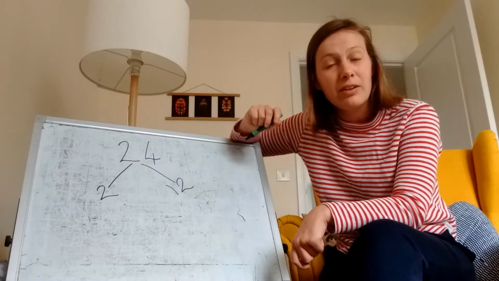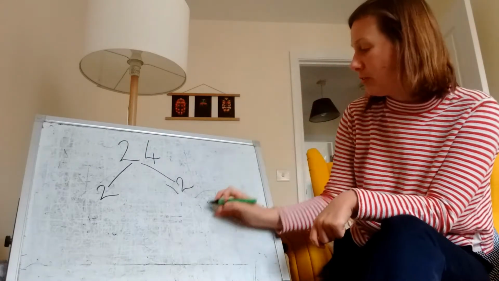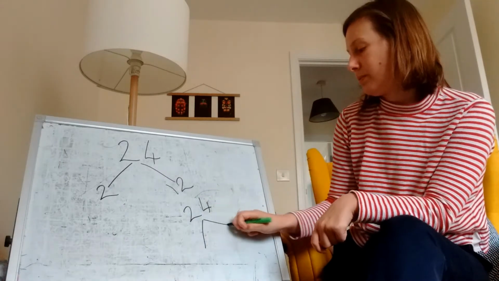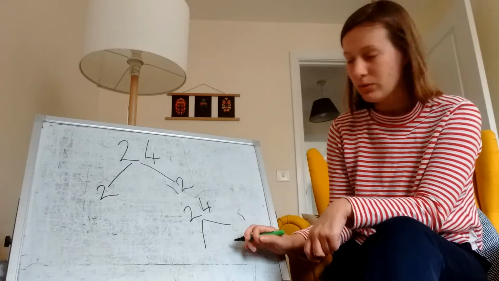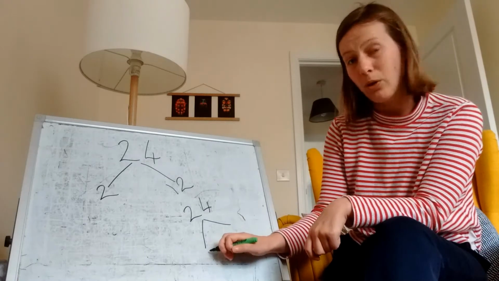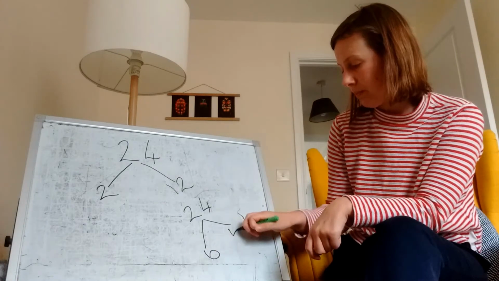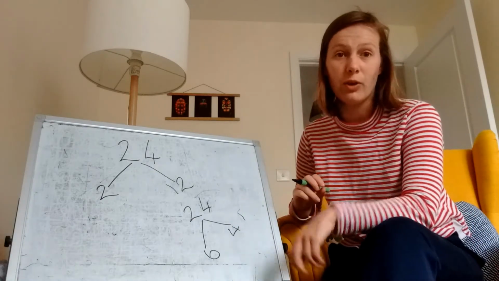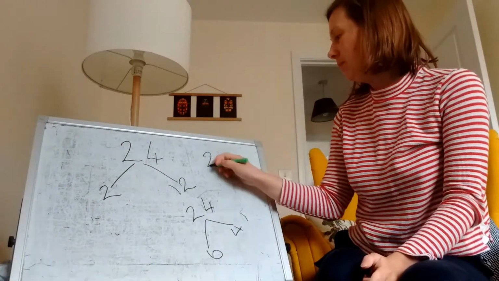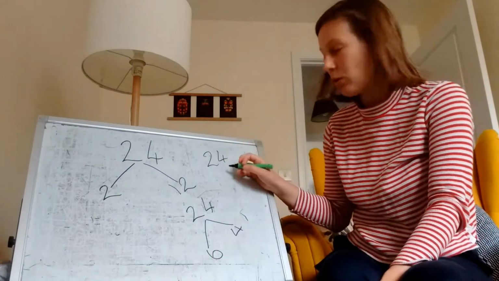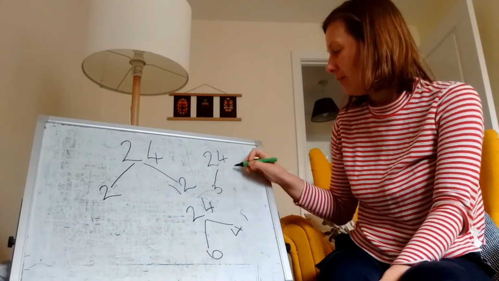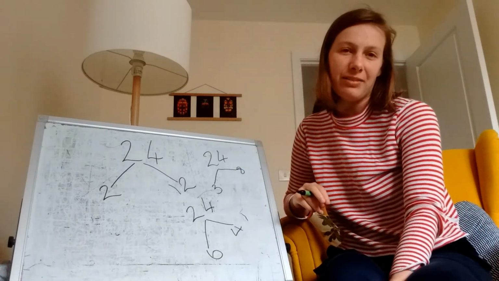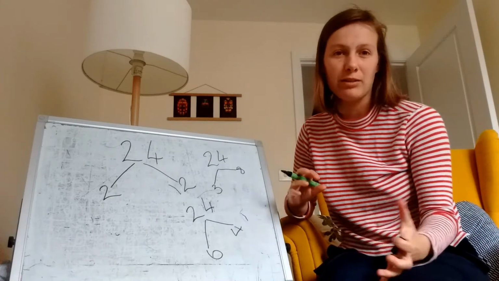Let's see if we can find some other factor pairs of 24. How about 6 and 4? Because 6 times 4 is 24, so 6 and 4 are a factor pair of 24. How about 3 and 8? Because 3 and 8 are a factor pair of 24.